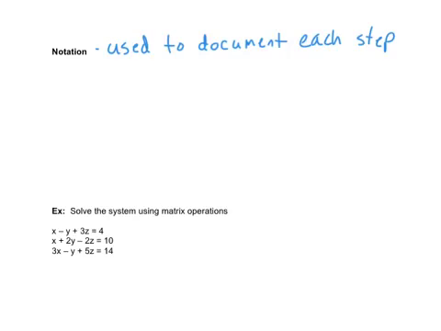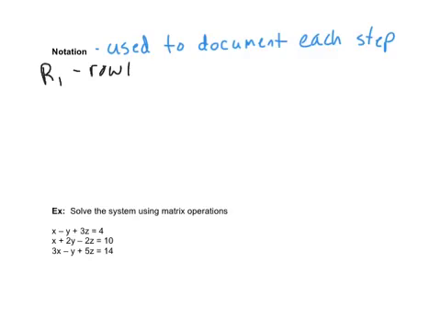All right, so the notation I'm going to show you is used to tell me what you're doing in each step, so you can keep track of what you intend to do. And we use capital R to represent the rows. So if I say R sub 1, that's going to stand for row 1. R sub 2 would stand for row 2. R sub 3 would stand for row 3. So that's just an identifier.